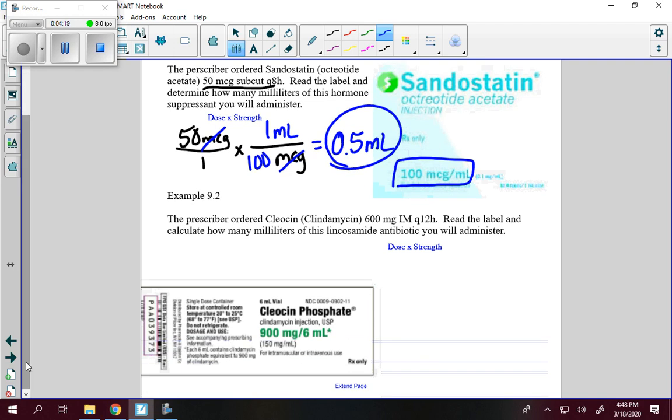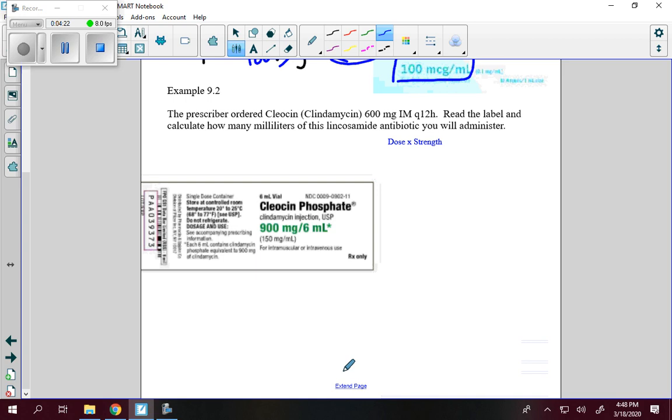Right. Moving on to the next example, it says the prescriber ordered Cleocin, 600 milligrams intramuscularly every 12 hours. Read the label and calculate how many milliliters of this antibiotic you would administer. So whenever I think of administering, I think dose times strength, because I'm only going to administer one dose at a time. And the dose would be 600 milligrams, times my strength with milligrams on the bottom.